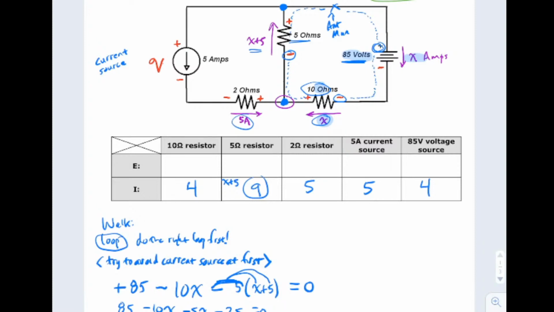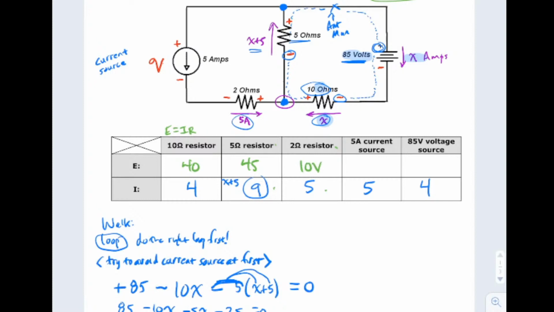Now we can start solving for voltages. Here's a nice way to solve for these voltages. You'll use green now. Remember, for a resistor, you multiply the resistance times the current. So 10 times 4, this is 40 volts right there. 5 times 9, this is 45 volts right there. 2 times 5, we got 10 volts across that one.